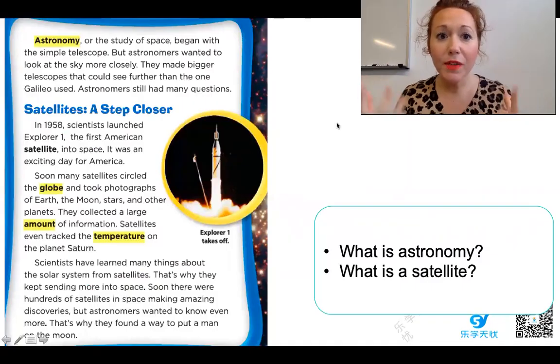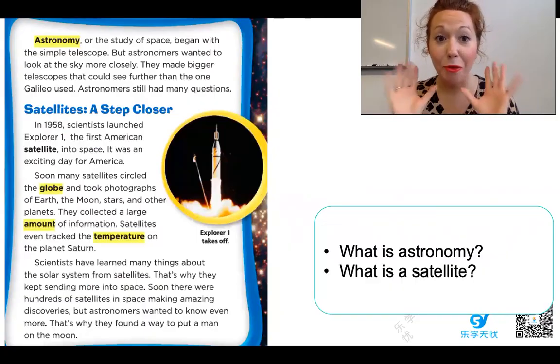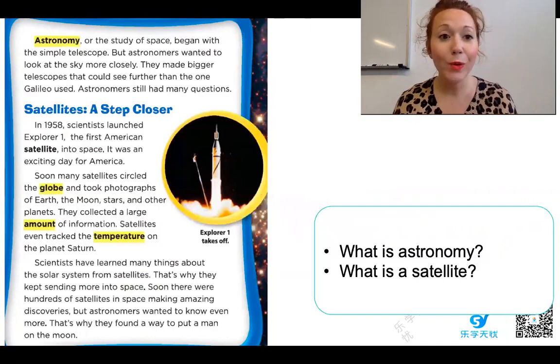Astronomy, or the study of space, began with the simple telescope. But astronomers wanted to look at the sky more closely. They made bigger telescopes that could see further than the one Galileo used. Astronomers still had many questions.